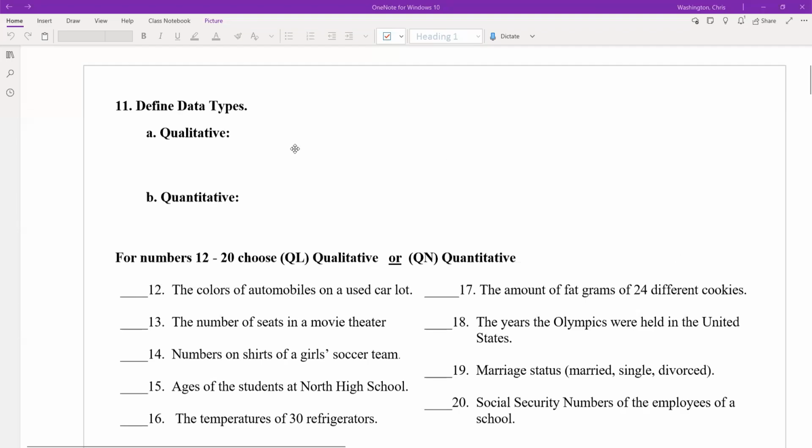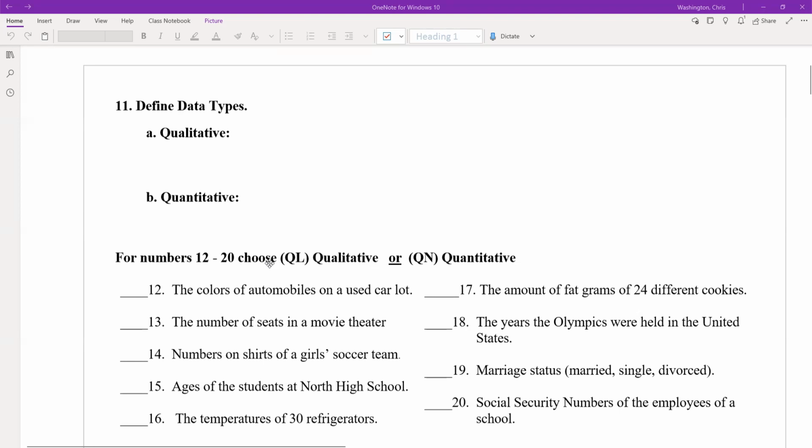Size, how are you measuring that size? Are you just saying, hey, it's small, medium, or big? Maybe. Are you actually measuring that size with, say, a ruler? If you said small, medium, big, I could argue that that's qualitative. But if you said, hey, this desk is 28 inches wide, that's not qualitative anymore. That would now be quantitative because you measured it.